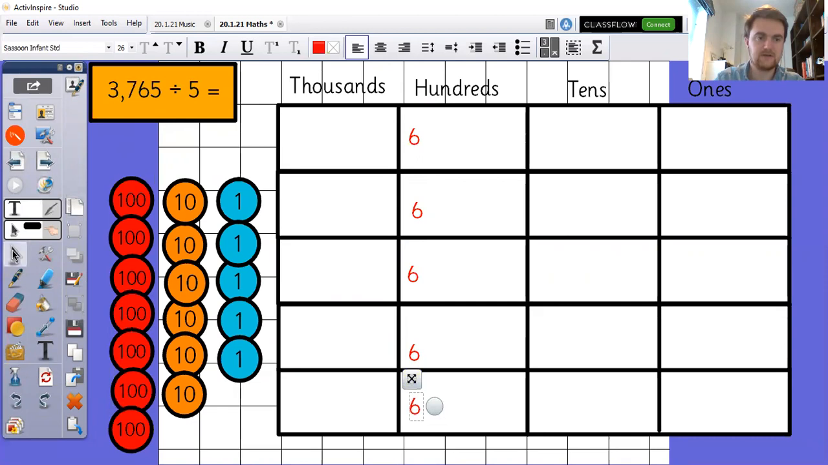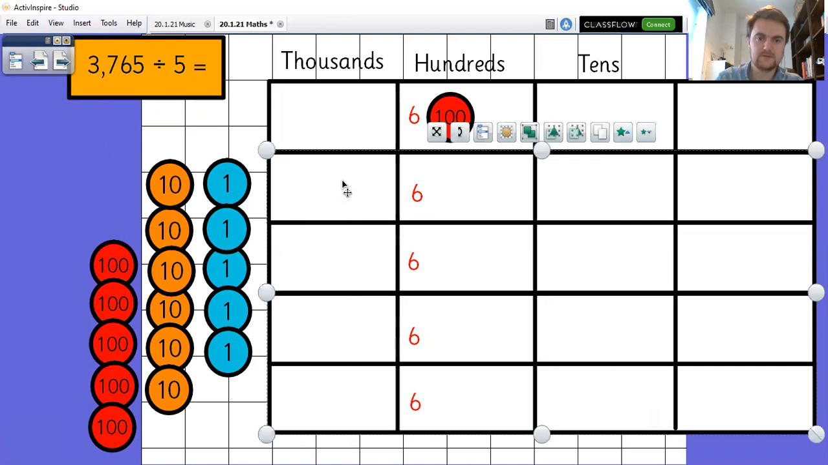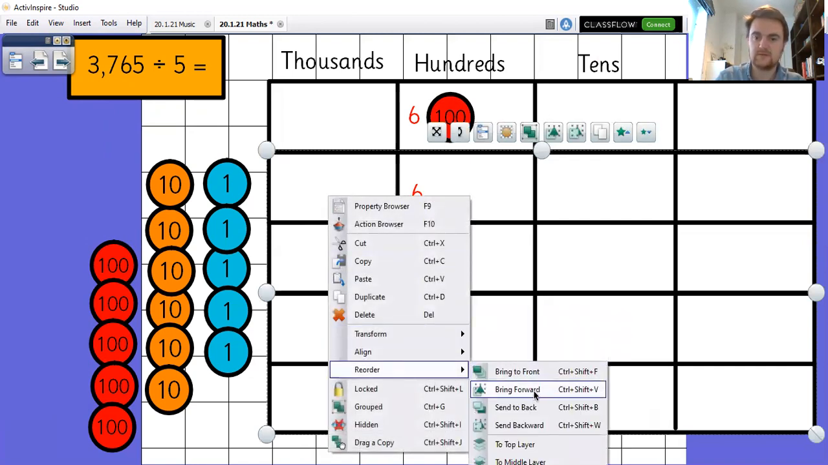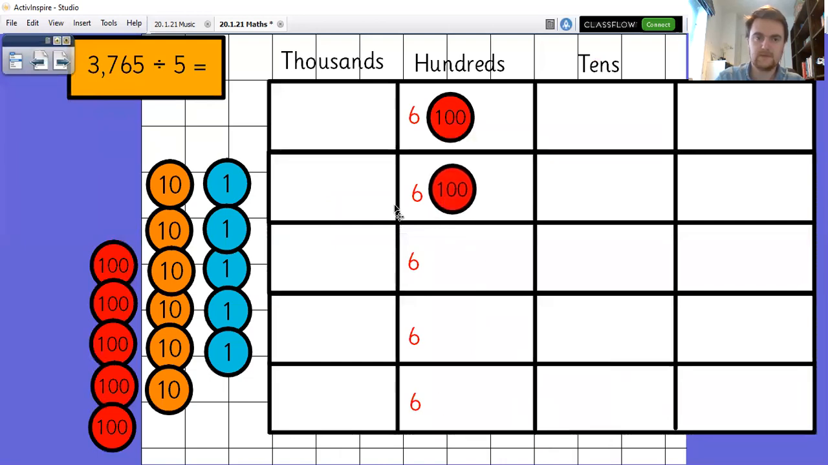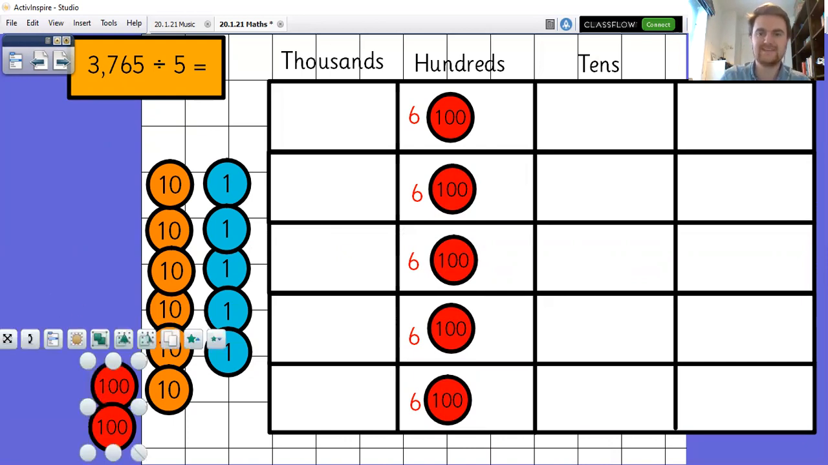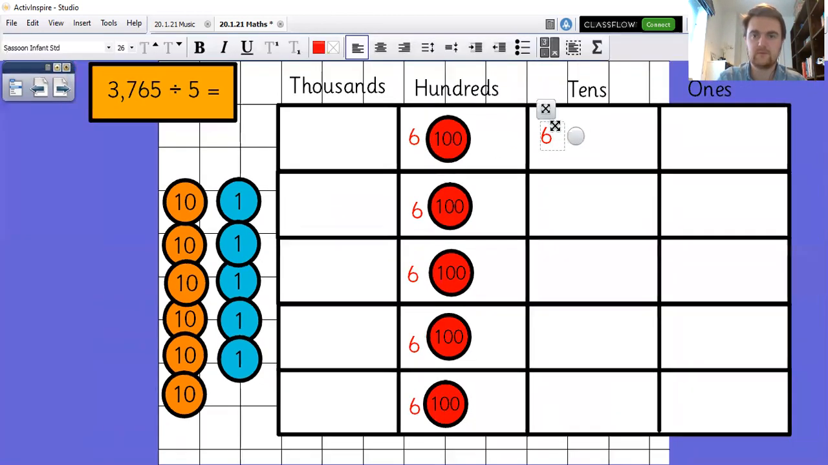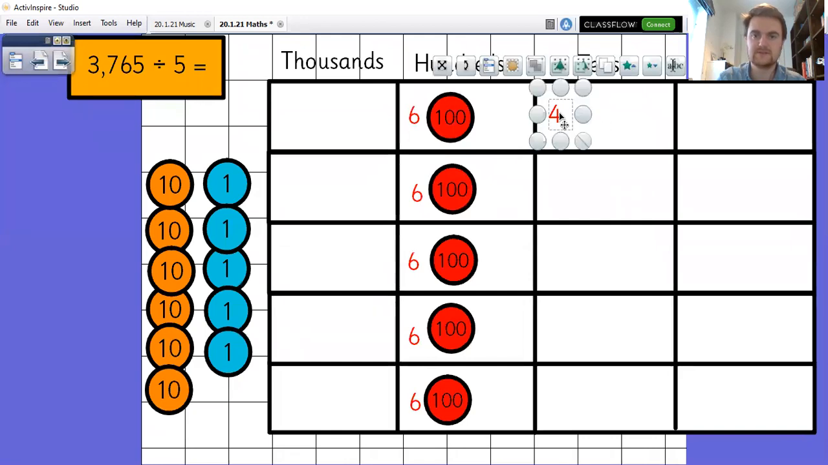Now I can start sharing the remaining hundreds that I've got. So I've got 7 hundreds left. So let's see. Where have we gone? Let me reorder this. Technology is not liking me today. There we go. 2, 3, 4, 5. Now I'm left with 200s, which I know that I'm not going to be able to share between 5 rows. So I'm going to exchange those 200s for 20 tens. Now, again, instead of sitting here and duplicating it for 20 tens, I know that 20 divided by 5 is 4, which means that each row would have 4 tens in it. So I'm going to do that just to save a bit of time.